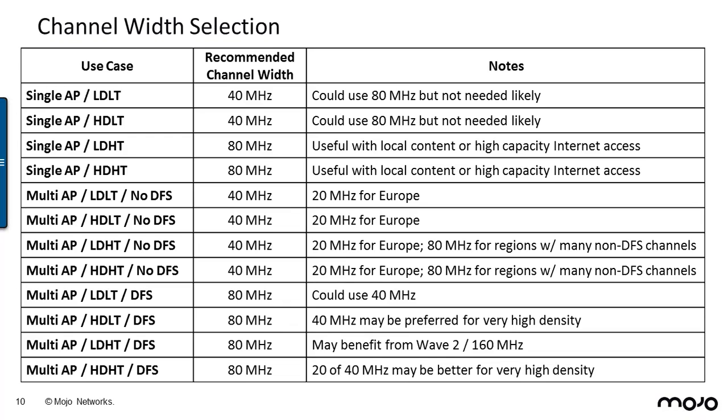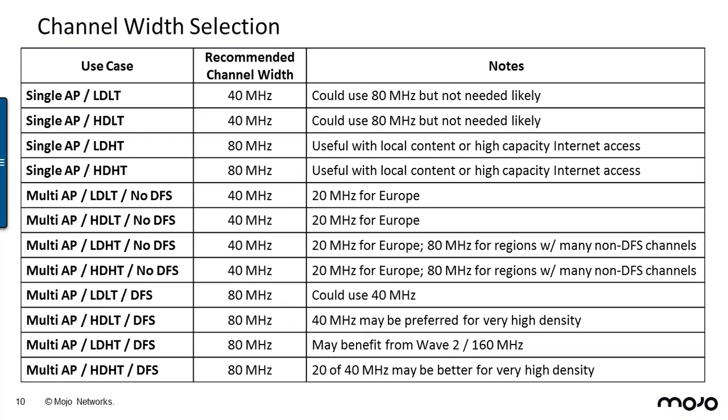Now there are exceptions. There are some regions that have a lot of channels that are not DFS. And if you're lucky enough to live in one of those regions or are doing a deployment in one of those regions, then you can consider using 80 megahertz because you'll have the capacity. You'll be able to have enough unique channels without reusing channels so that you can design a nice network without a lot of co-channel interference. And then finally, if you have DFS channels available, we recommend using 80 megahertz.